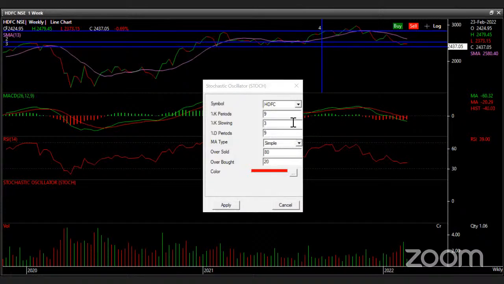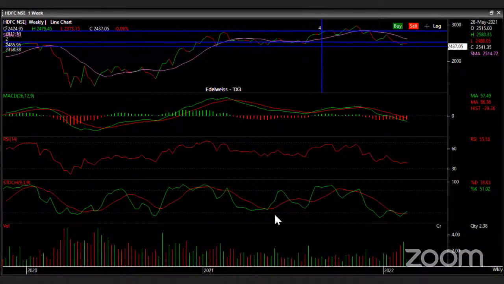So here we have two lines. One is referred to as percent K, another is referred to as percent D. In our previous softwares, percent D would come up as a dotted line. So I'm going to apply it. And the overbought and oversold levels are 80 and 20. In RSI, what do we have? 70 and 30. Now we are going to apply this.